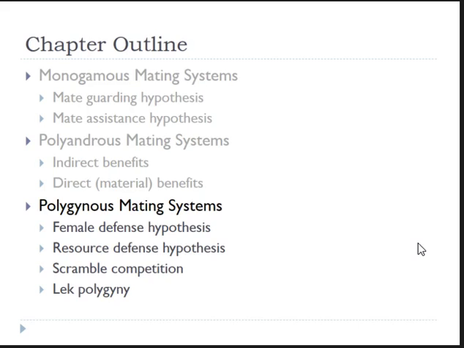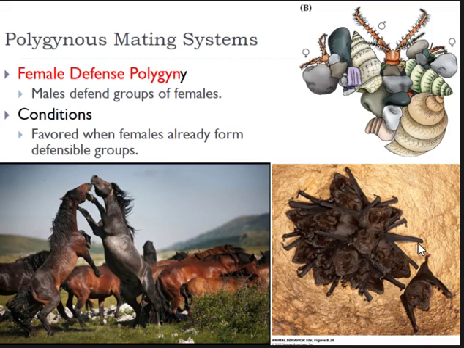But even within this, we've got a couple different explanations for how this kind of system works. How is it that females are only mating one time? How is it that males are mating multiple times? The different explanations for polygynous systems that your book presents are a female defense hypothesis, a resource defense hypothesis, scramble competitions, and then one of the most, I think maybe the most interesting, but also maybe the most confusing, is the lek polygyny explanation. So let's walk through these one by one.